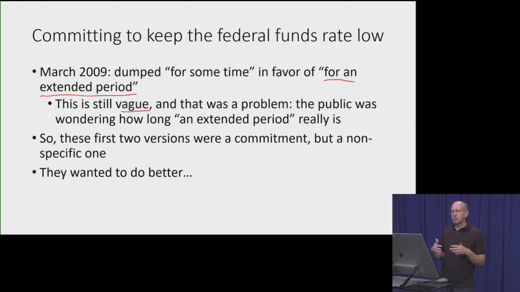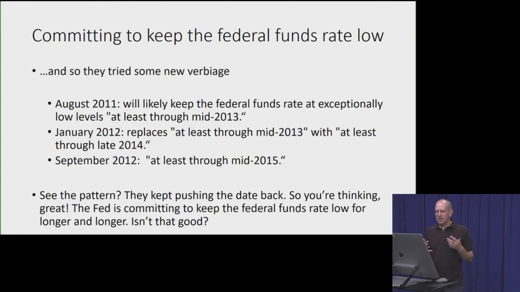So they said, gosh, the third time around, can we do something better? And so they tried to. They tried to commit to some more specific date-based language. For example, in August 2011, they committed to keep the federal funds rate at the zero lower bound until at least mid-2013. In January 2012, they said, okay, not mid-2013, now it's going through late 2014. And then by September 2012, they've extended it out to mid-2015. So notice the pattern here. They keep pushing the date back.